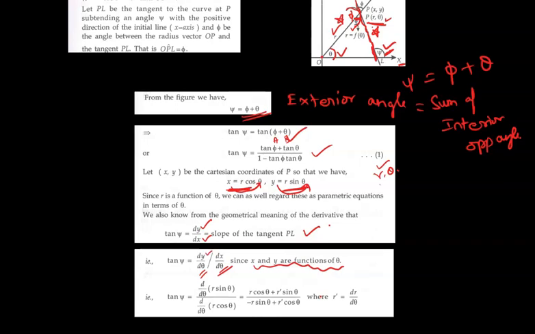What is y? y is already written. y is equal to r sin theta. We have written it. And what is x? x is r cos theta. We have written this. Now we are going to differentiate with respect to theta, and you can see a uv rule. Keep u, that is r, as it is. Differentiation of sin theta is cos theta. And keep sin theta as it is.